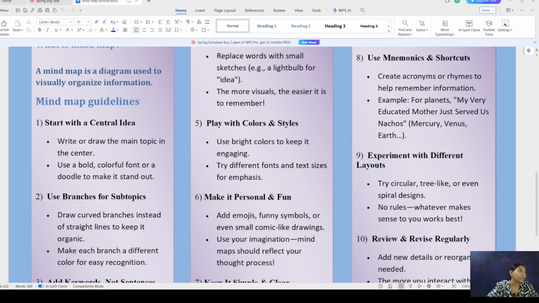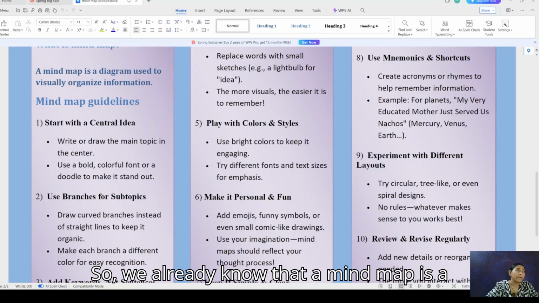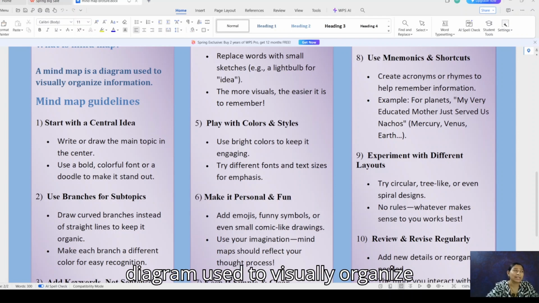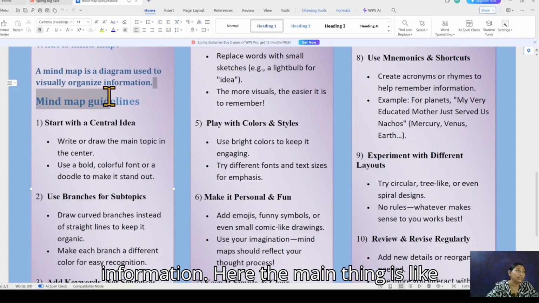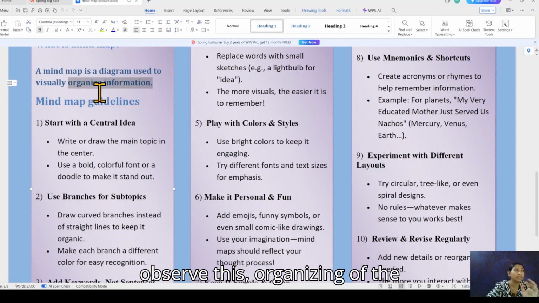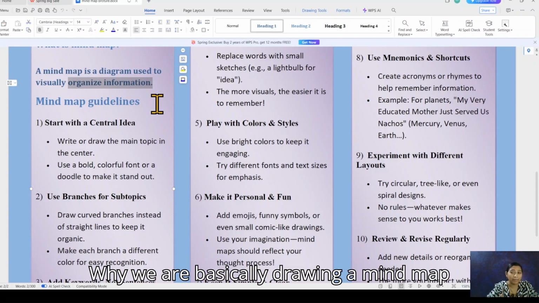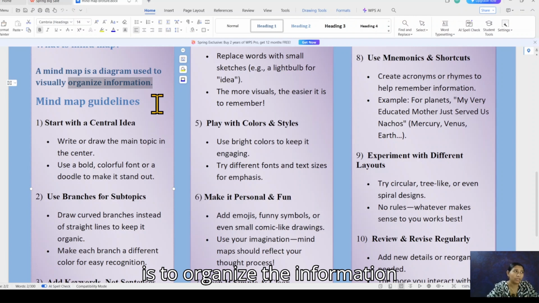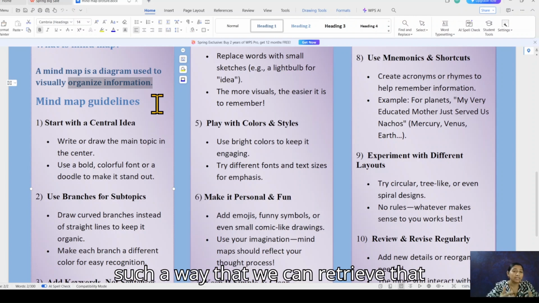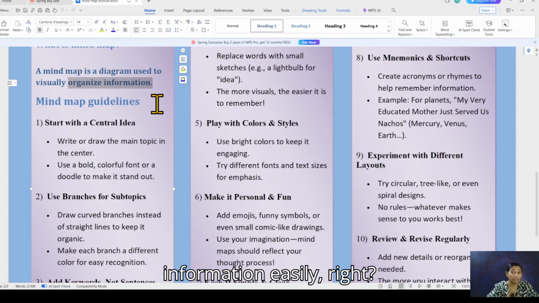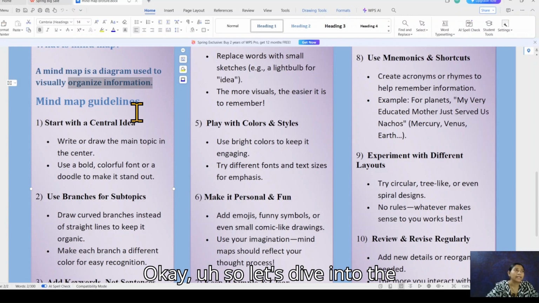mind map. We already know that a mind map is a diagram used to visually organize information. Here, observe this: organizing the information is the most important thing. Why we are drawing a mind map is to organize the information, and to organize it in such a way that we can retrieve that information easily. Right. So let's dive into the main points.